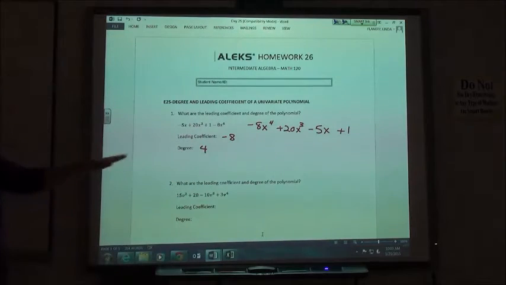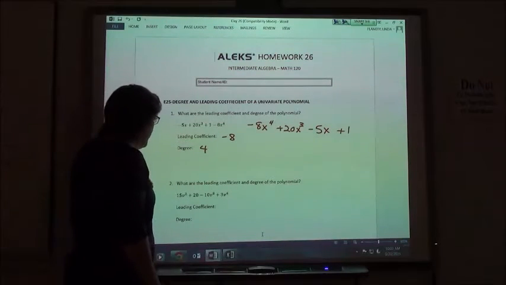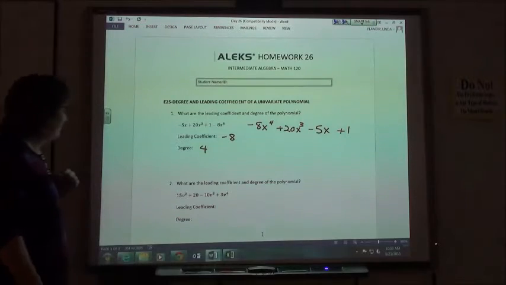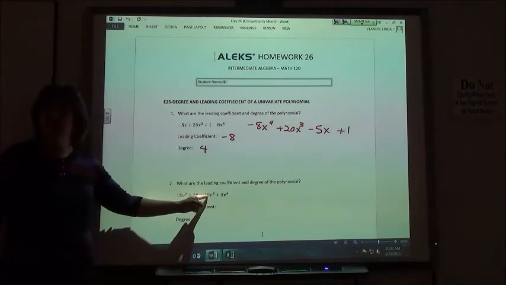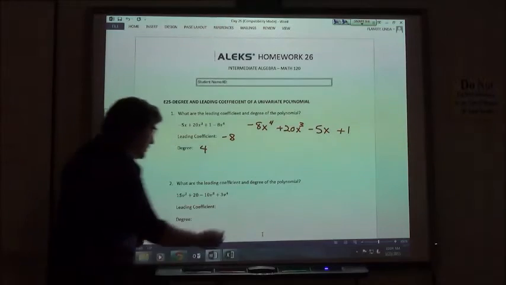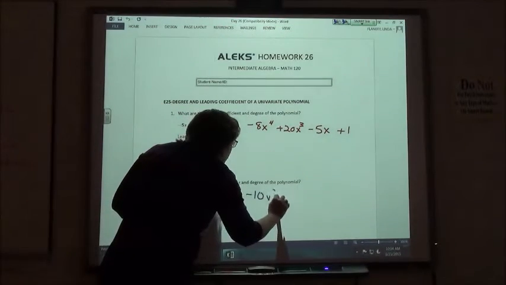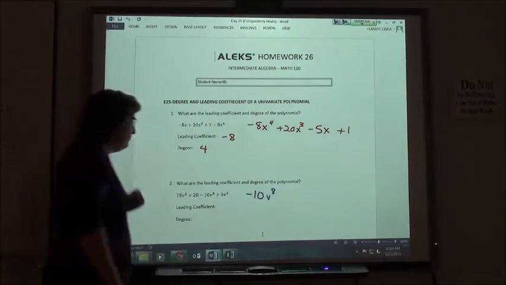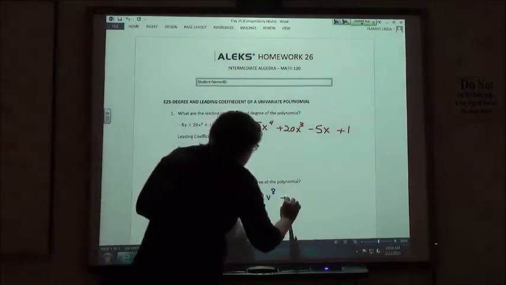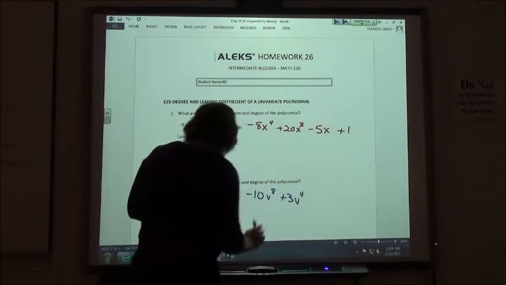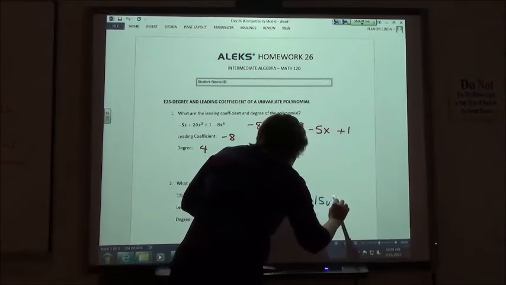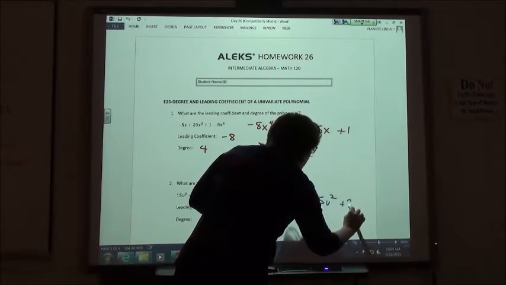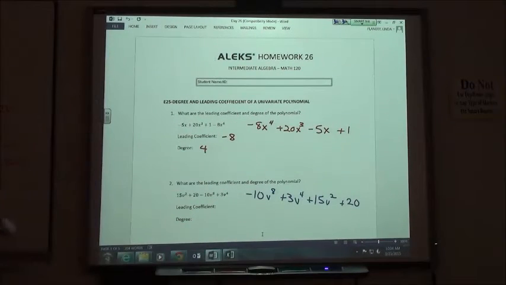So on number 2, if I were going to rearrange that polynomial so it's in the best order, which term would go first? The negative 10v to the 8th, because that one has the highest exponent. The next one would be plus 3v to the 4th. Then we would have plus 15v squared, and on the end, plus 20. So that would be the best order for my polynomial.